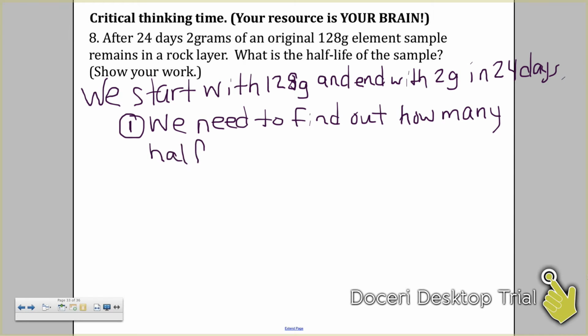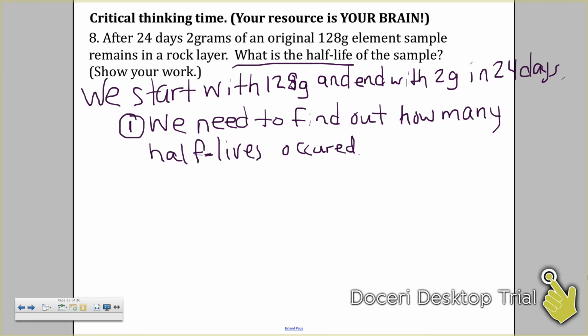I don't want the answer, Drika. That's not what we're interested in. We need to know how to get it. We need to know how many half-lives occurred. That's one thing we need to know first. After we find out how many half-lives occurred, that doesn't tell us what the half-life is. It just tells us how many have occurred. So how do we find out what the half-life is? What do we do then?